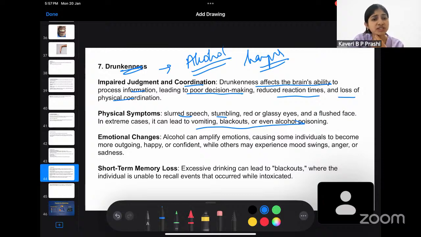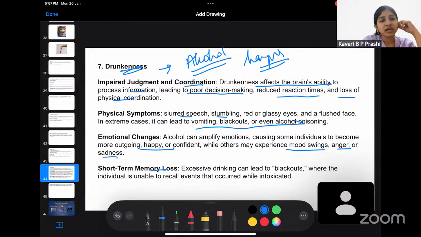What are the emotional changes seen? Alcohol can amplify the emotions, causing some individuals to become more outgoing, happy, and confident. Imagine the person is very silent, not talking much. Now somebody has given him a good dose of alcohol, and he becomes fully vibrant, so outgoing, such an extrovert. Alcohol has the power to do all this to people. You can also experience mood swings, anger, or even sadness.